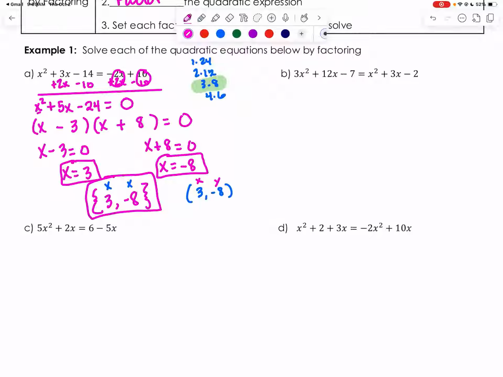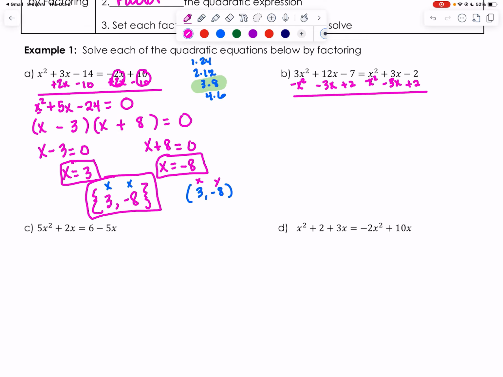All right. Look at problem B. We have 3x squared plus 12x minus 7 is equal to x squared plus 3x minus 2. So in this problem, I want all the terms to be on the left side. So I'll subtract x squared from both sides. Then I'll subtract 3x from both sides. And then I'll add 2 to both sides.